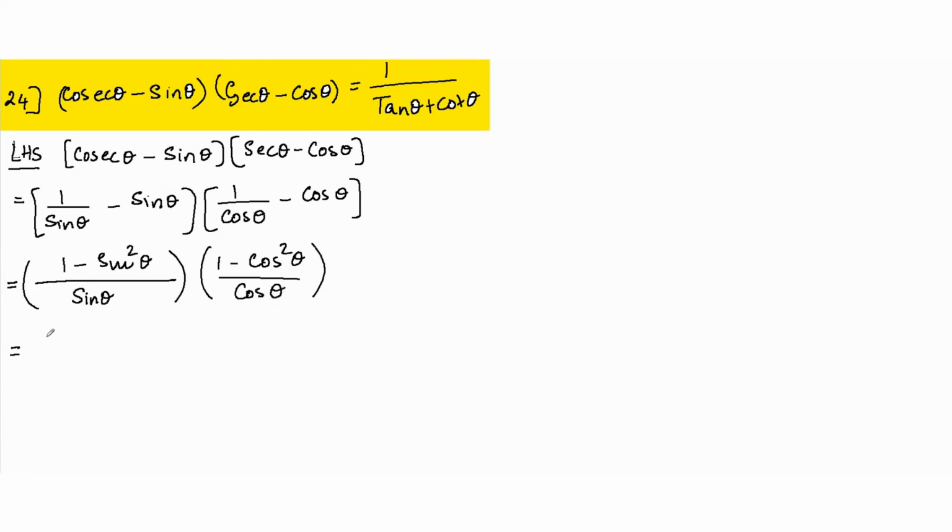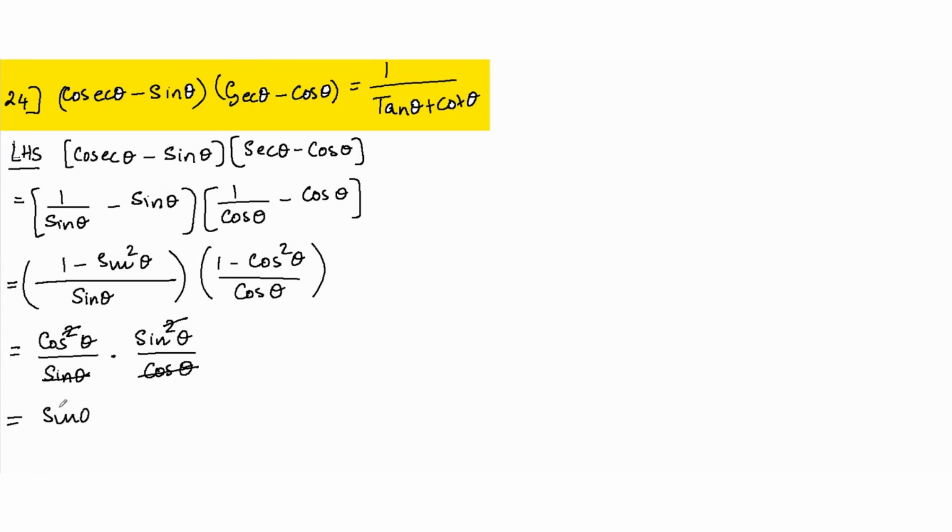I know that 1 minus sine square can be written as cos square theta upon sine theta, and 1 minus cos square can be written as sine square theta upon cos theta. Now you will notice that one sine from the numerator will cancel and one cos from the numerator will cancel, and both sine and cos from the denominator get cancelled.